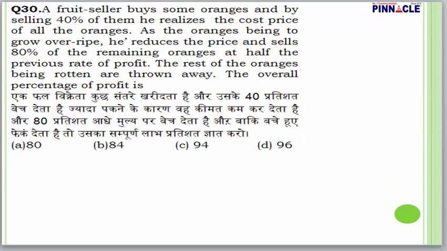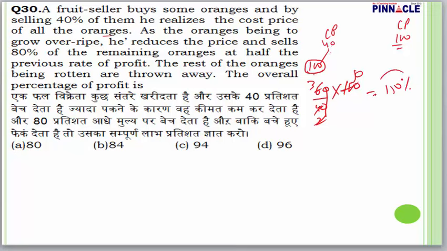Next question number 30. A fruit seller buys some oranges and by selling 40% of them, he realizes the cost price of all the oranges. Now the purchasing cost price is 100 rupees, and out of it, 40 rupees worth of items are sold for 100 rupees. So in fact, he is getting 60 rupees profit on 40. 60 rupees profit on 40 means 150% profit he is getting.